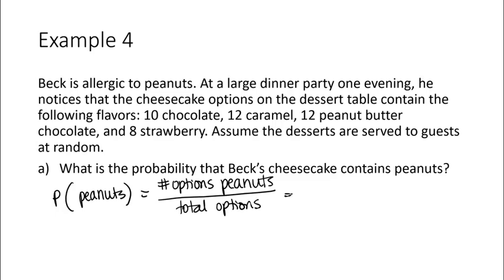So peanut-wise, there are 12 peanut butter chocolate desserts. Looks like those are the only ones with peanuts. So there's 12 with peanuts out of my total: 10 plus 12 plus 12 plus 8. Total sample space here, if we add those up, we should get 42.